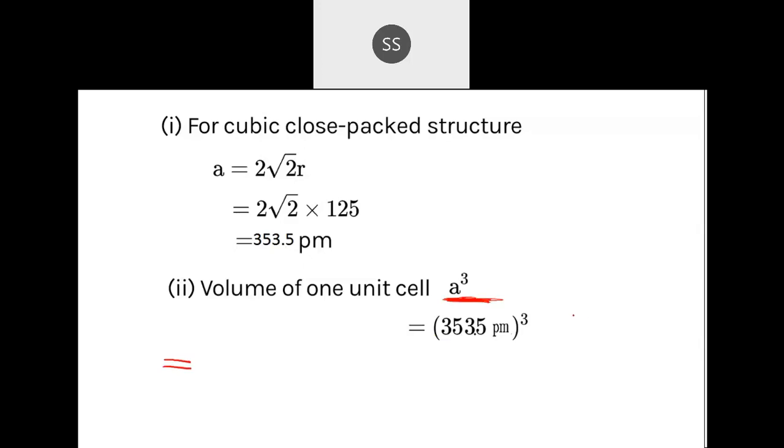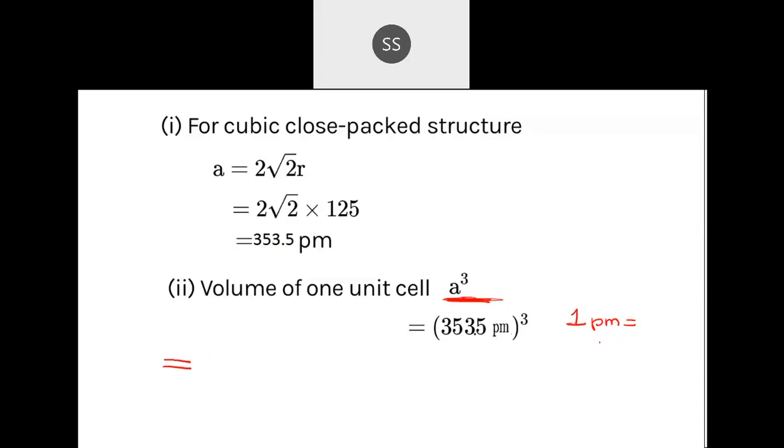Now, 1 picometer is how many meters? Can you tell me? This you have studied in your first year's first chapter.